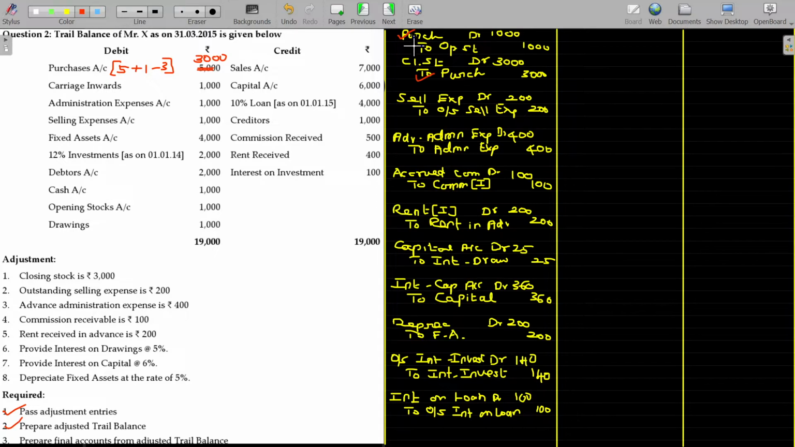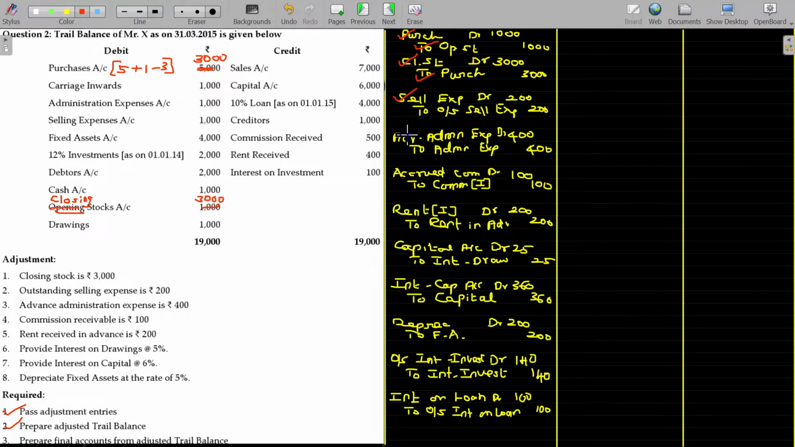And opening stock in the credit side; already we have opening stock in the debit side. By doing this, the opening stock will disappear. And instead of that, we get a new stock, closing stock of rupees 3,000 in the debit side. Rather than this 1,000 rupees, we now get 3,000 rupees. Rather than being the opening stock, it's closing stock. Am I right?